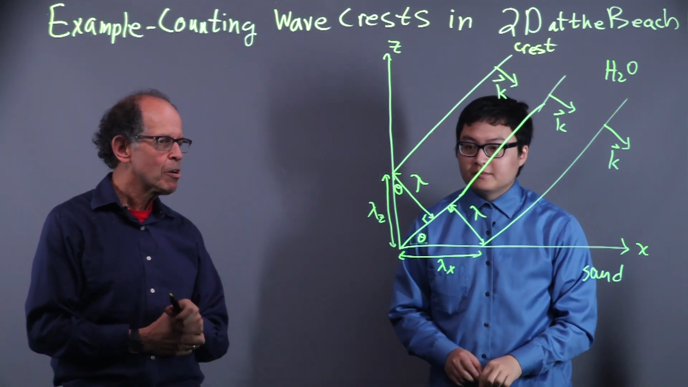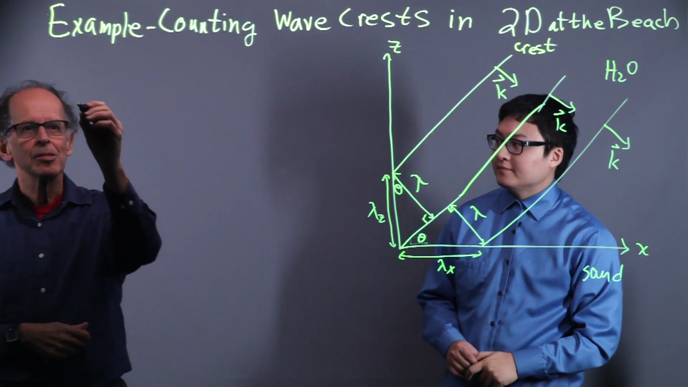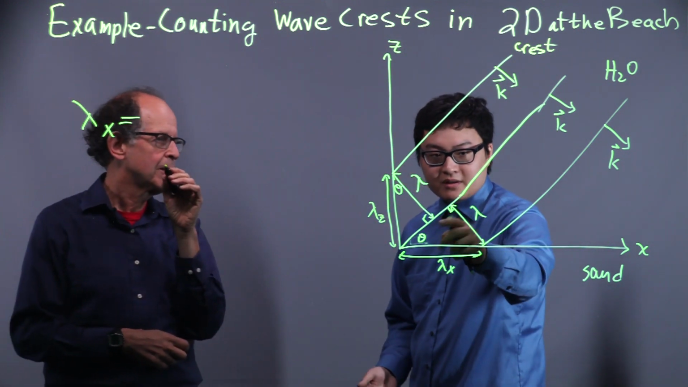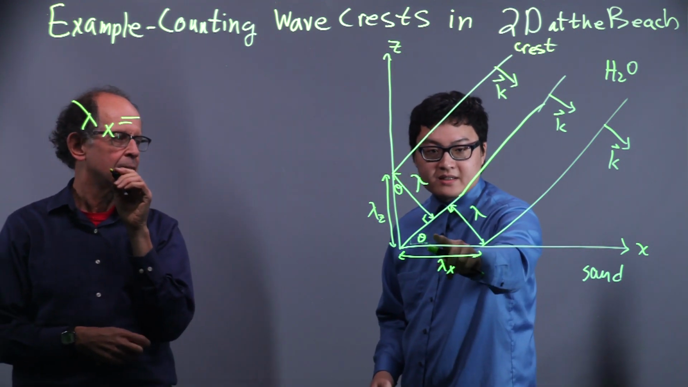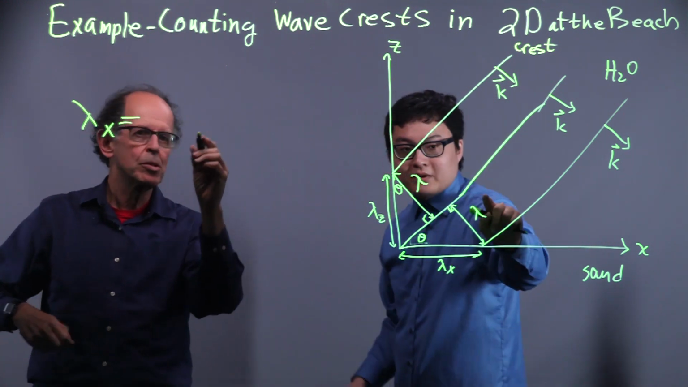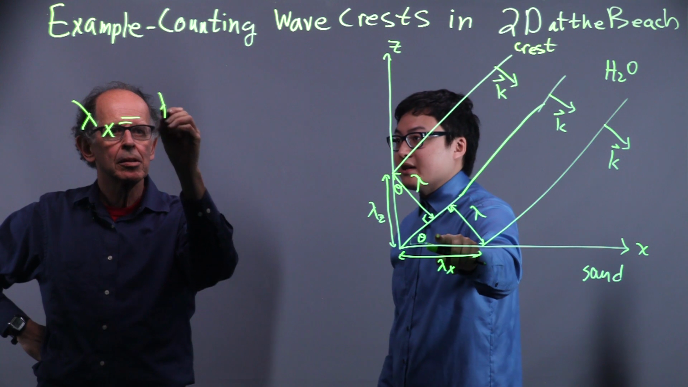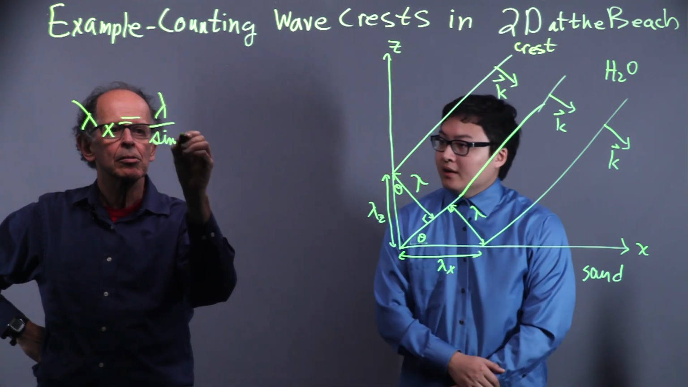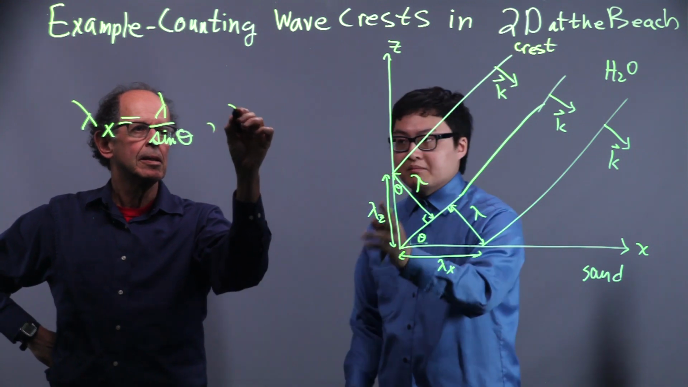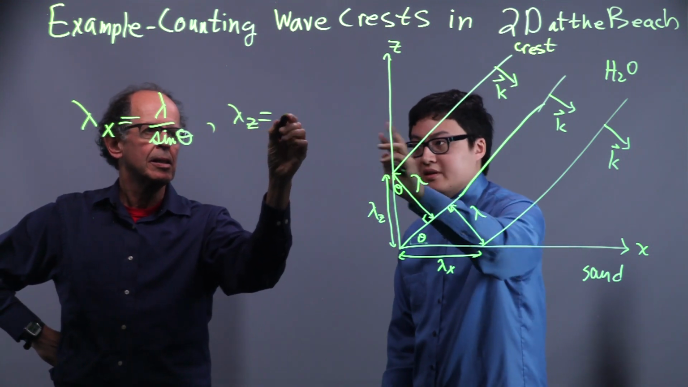All right, so geometry here. What's lambda x? Well, we have theta here. Sine of theta is just going to be lambda over lambda x. So you swap them, and you have lambda divided by sine theta. Lambda x is lambda over sine theta. And how about lambda z? Very similar as last time, just divide by cos theta.